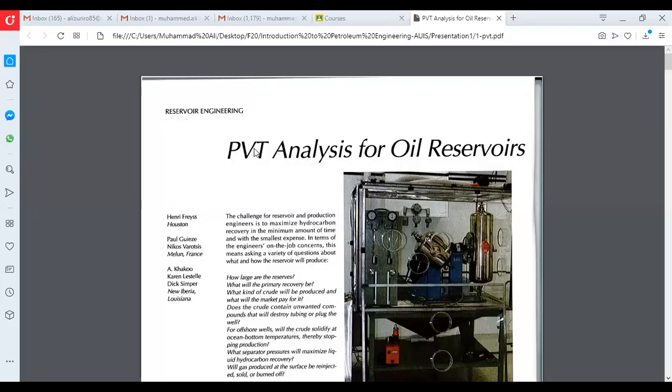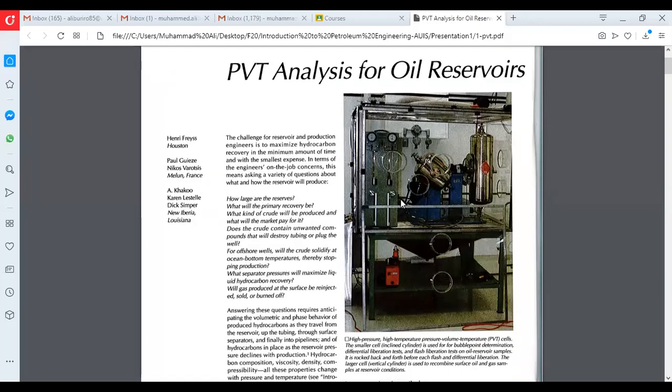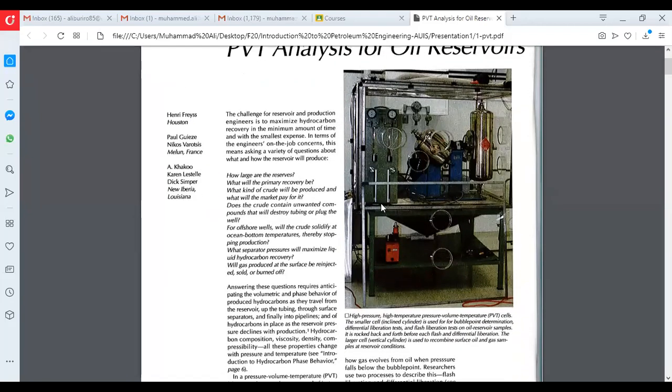Okay. Here is the PVT analysis for oil reservoirs. This is the same equipment that you just saw in the video. And when you prepare for this kind of presentation, your first point should be that the PVT analysis is used to answer these questions, as mentioned here. Answering these questions requires the phase behavior of produced hydrocarbon.